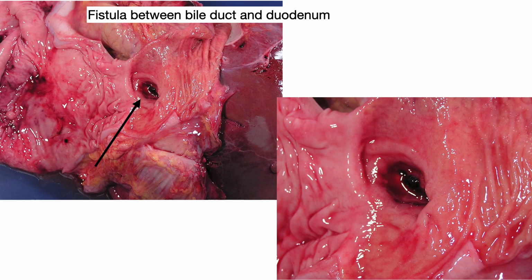So this was a person with a fistula that developed between their duodenum, which has been opened, and where you see the black arrow, that's the fistula opening into the duodenum, and then between that and their biliary tract system.